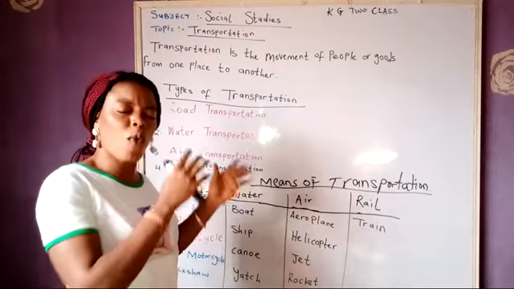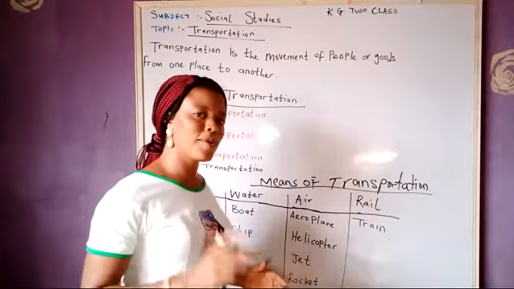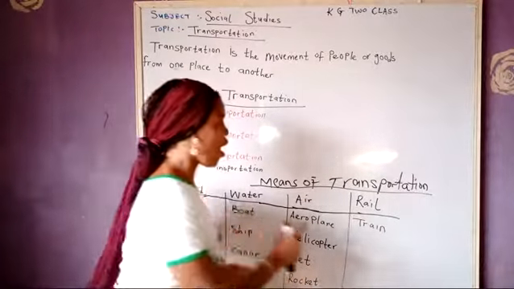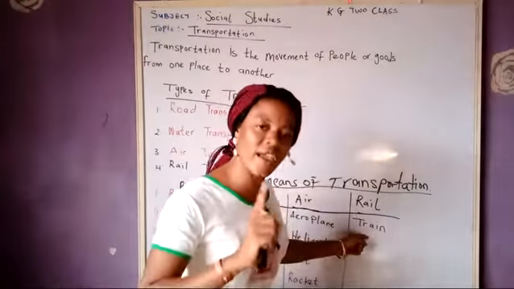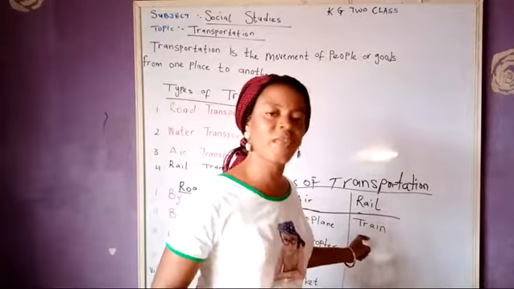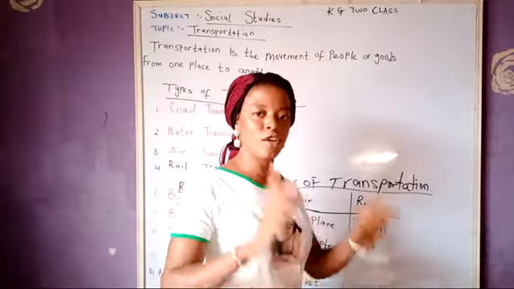It means a rail. What can you tell me? That means of transportation that moves on the rail. Good. It is called train. Train moves on the rail. This is rail transportation. Only train moves on the rail. Car cannot move on the rail. Helicopter cannot move on the rail, except only train.